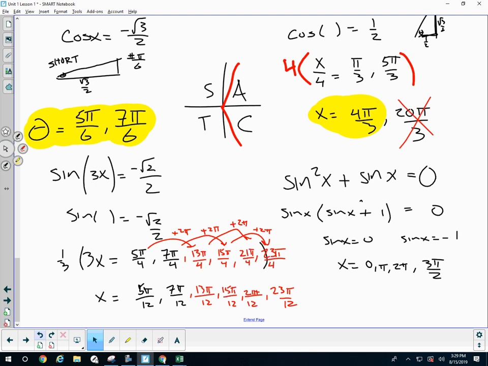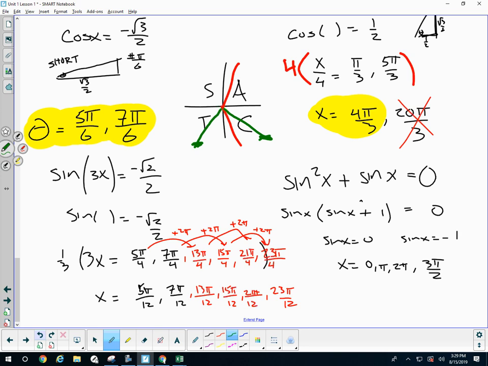Here, I was thinking of cosine again. Sine is negative in the third and the fourth quadrants. It's equal to root 2 over 2 at the 45 degree angle, so that's the pi over 4s. So that's why we have, starting with 5 pi over 4 here, and then 7 pi over 4 here.